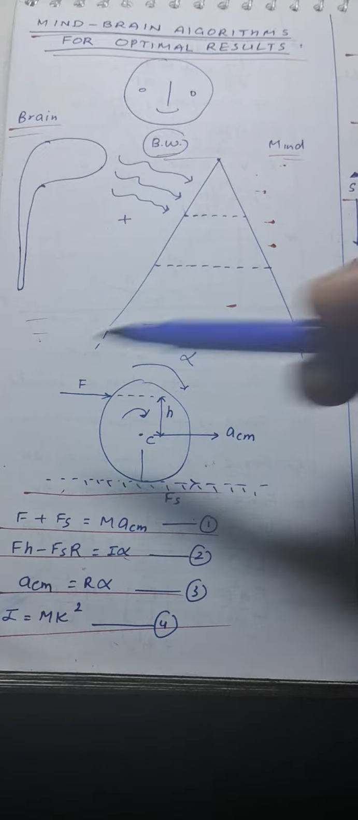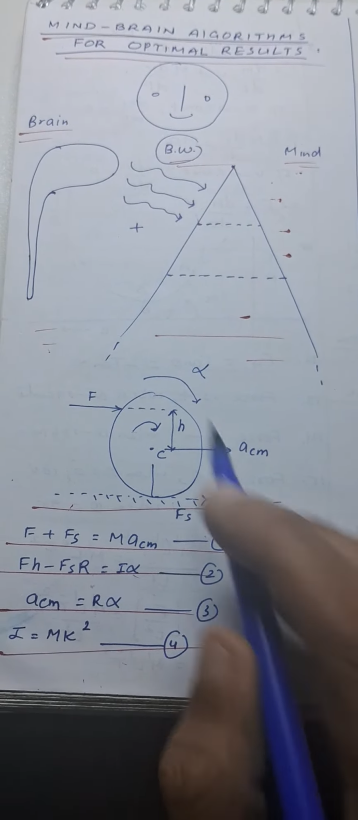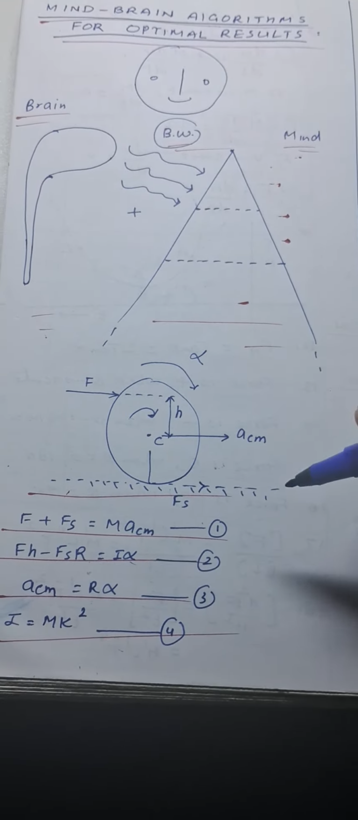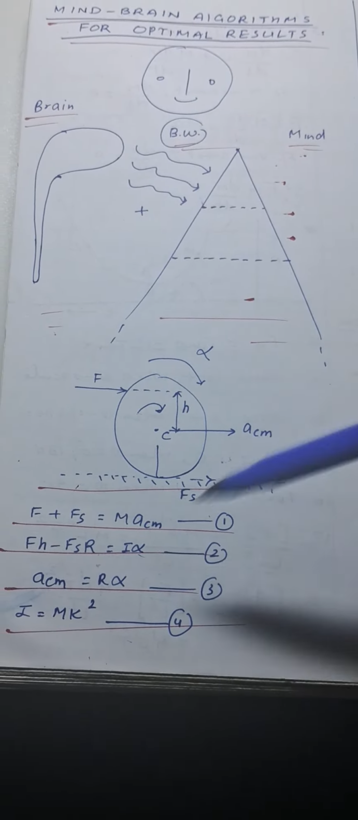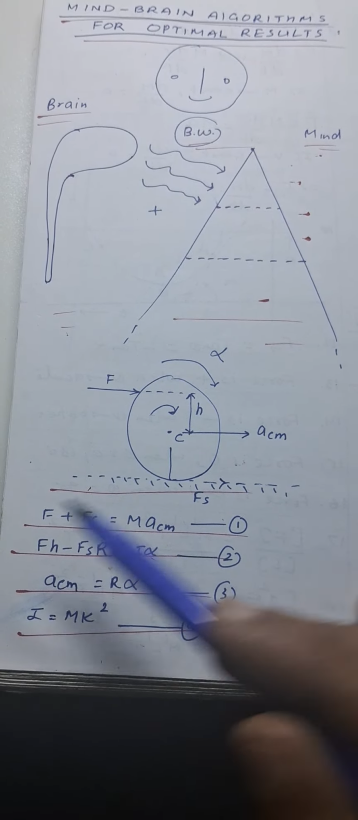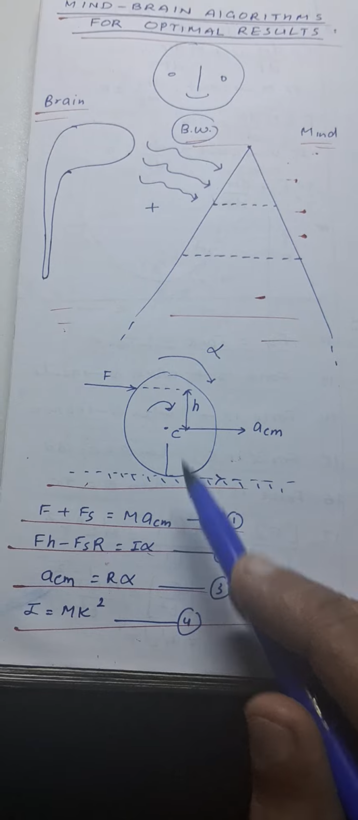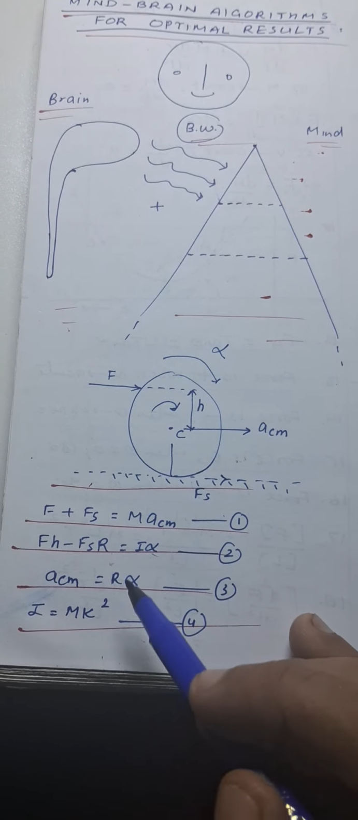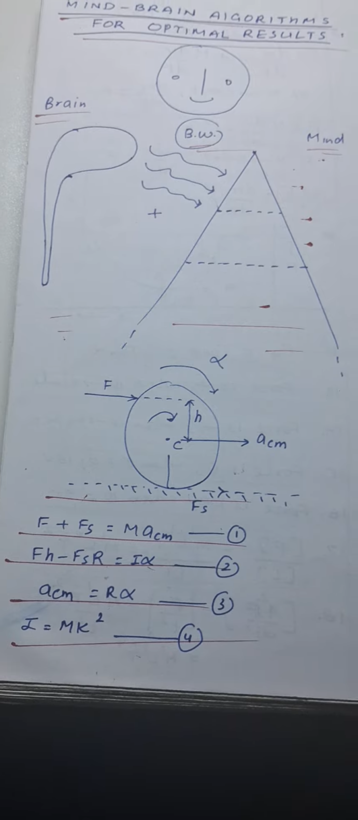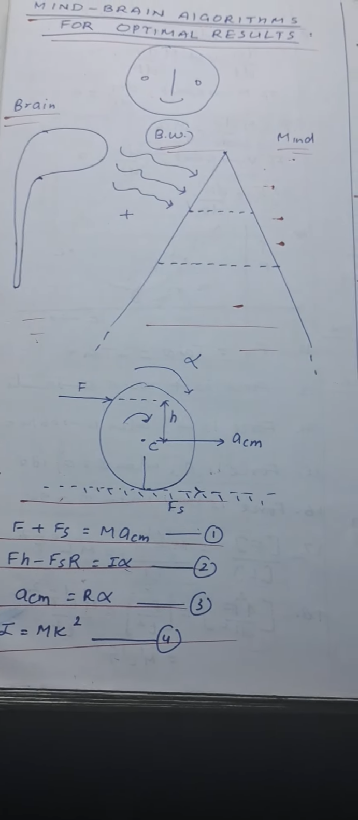Suppose there is a question where a body is given a force F and there is a friction Fs, and it starts moving with angular acceleration alpha and linear acceleration ACM. We need to find the relation between ACM and Fs. Using the translatory equation of motion, we get net force is mass times acceleration of the center of mass. Using the torque equation about the center, we get this. Then the condition for pure rolling, ACM is R alpha, and the fourth condition, I is equal to mK squared, which relates the radius of gyration and the moment of inertia of any rigid body.